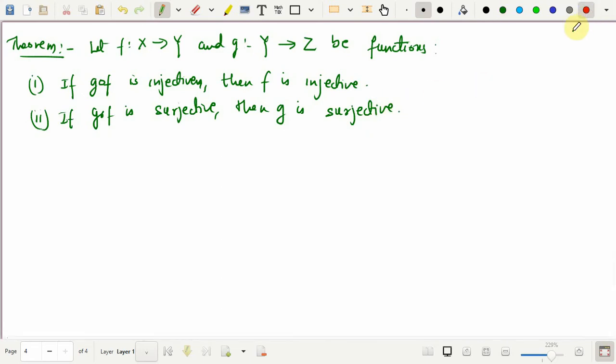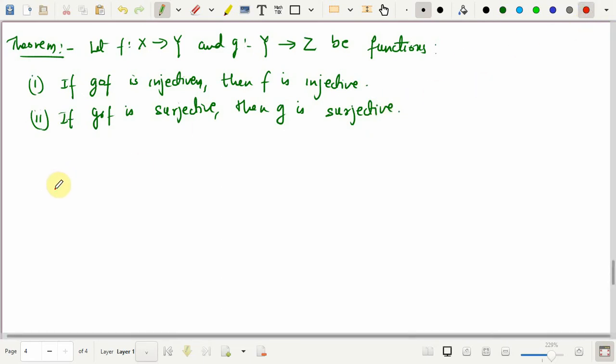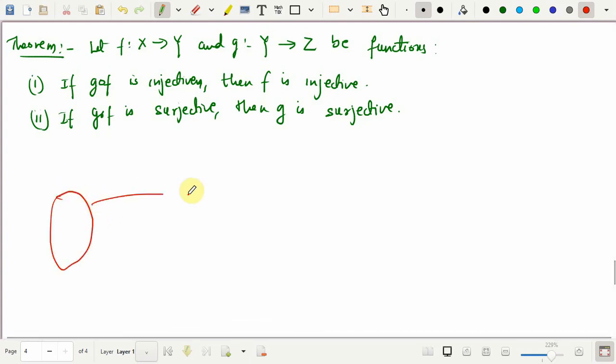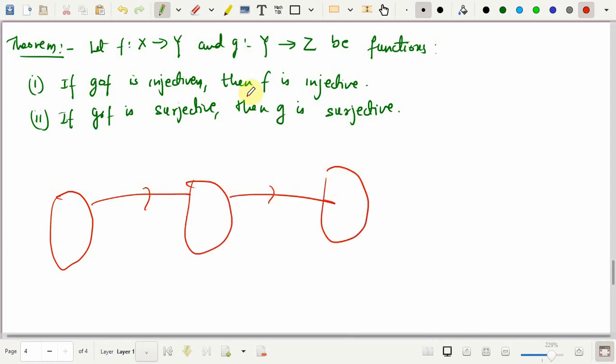So we have a function, say F from X to Y and G from Y to Z. Let's first understand this first part. What is happening is that we have G composite F is injective. So this is F and this is G, this is X, Y and Z. What does that mean? Every distinct pair of points in X maps to distinct points in Z.